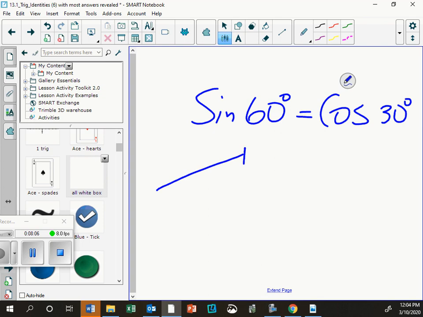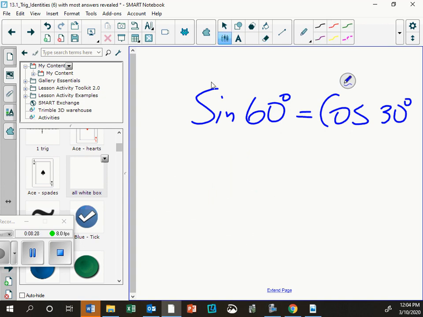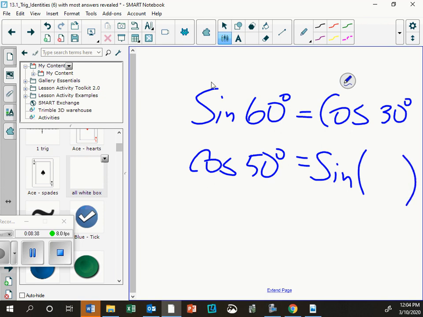If I draw you a picture, it'll make sense. Here's your 30, 60, 90. 1, 2, square root of 3. What's the sine of 60? √3/2. What's the cosine of 30? √3/2. Does that make sense to you? That's called the cofunction one. So I'll give you the beginning, you give me the end. So what if I give you cosine of 50? What's that got to be? Sine of 40. And I'm just going to use the pattern that they use on the sheet. 90 minus 50, which of course is 40.